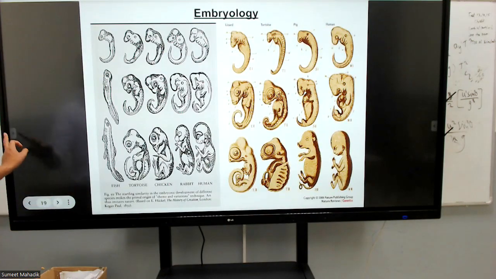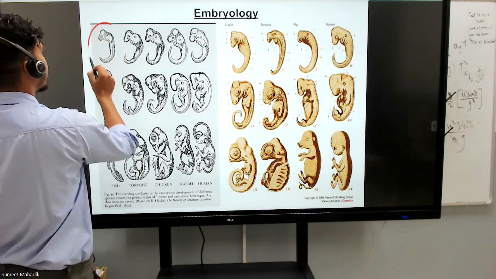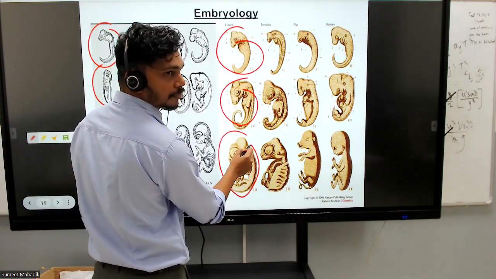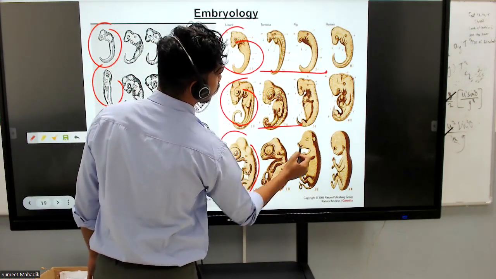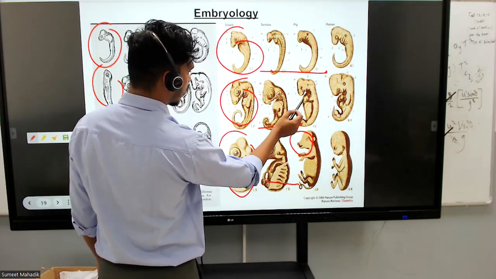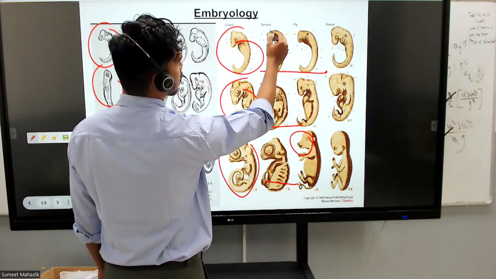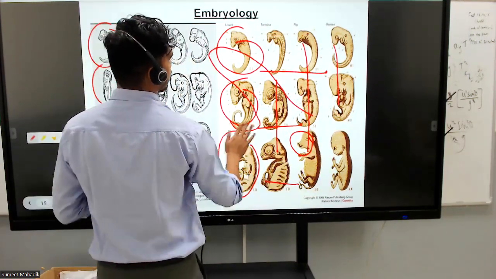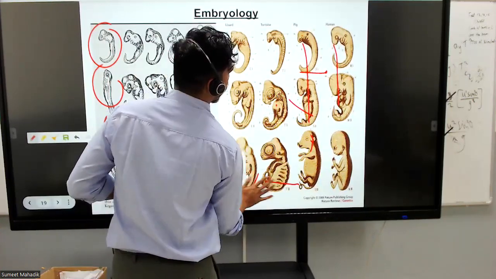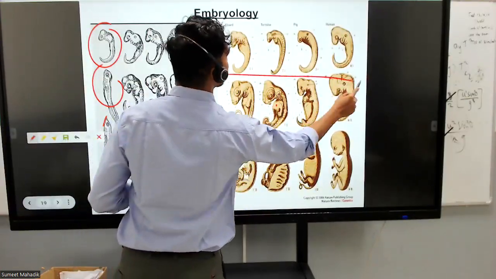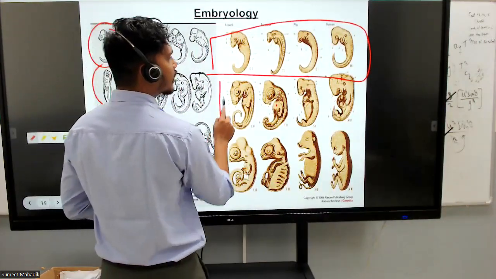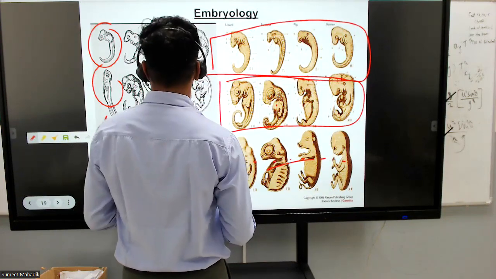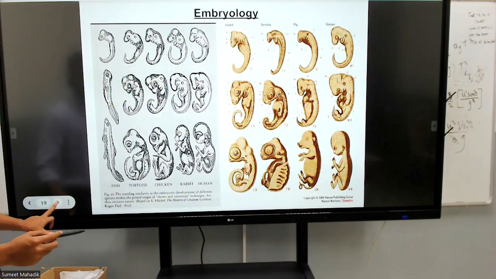Now, embryology. What is embryology? Study of an embryo. Can you see that initial embryos are almost the same, but when they grow, they show distinctions. Can you see the pig over here? This is pig, this is turtle, this is human. So what is happening? In the initial stage, they look similar. In the second stage, almost similar, but in the third stage, they get distinguished. Okay, so these are the things.